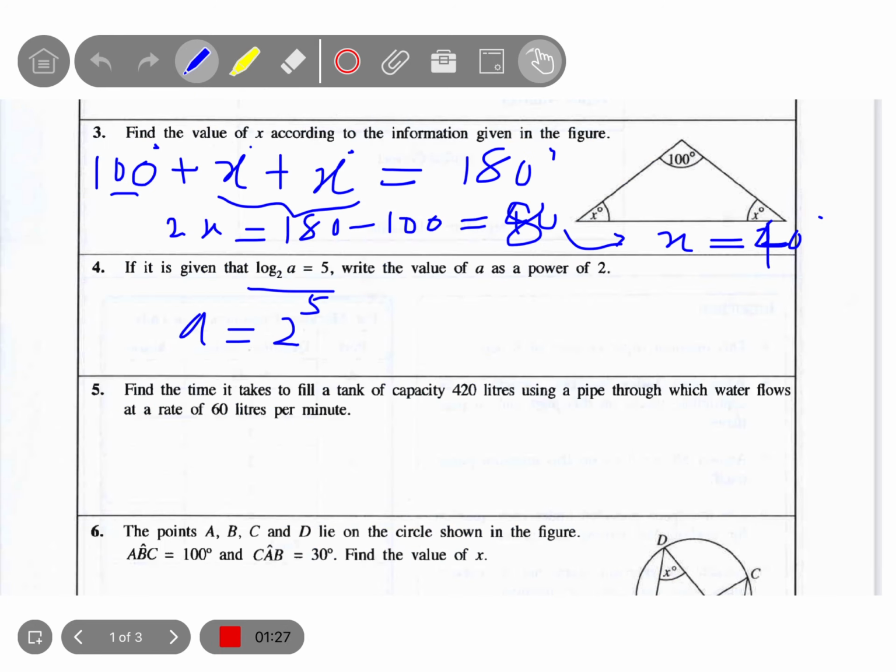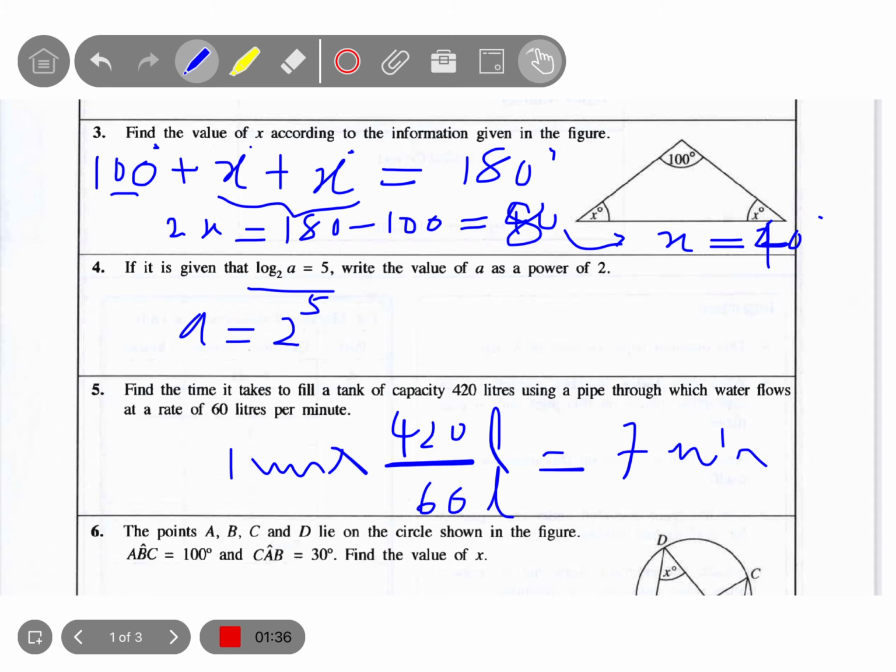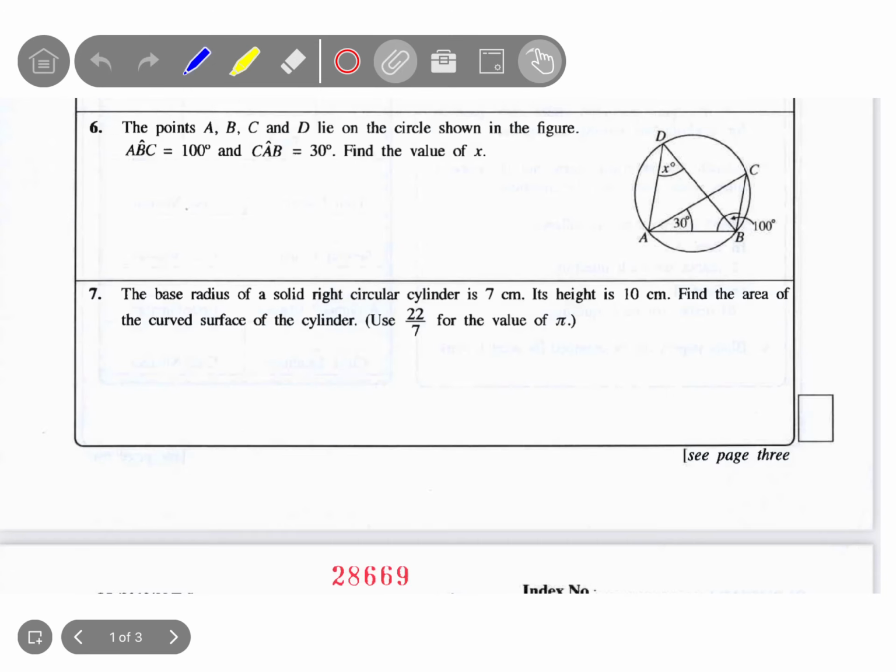So you can write that value here, 420 divided by 60 liters. This will become 7 minutes multiplied by 1 minute. So that's how you answer that question.